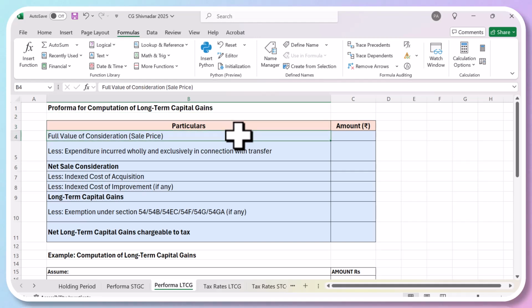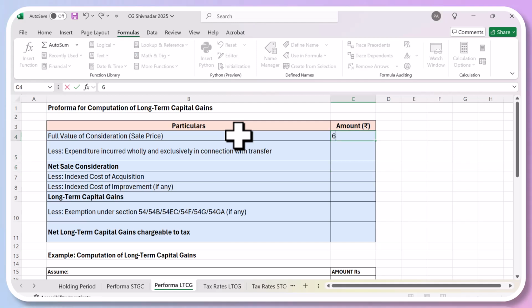So first, the format is looking the same. Full value consideration, sale price. Okay, you have to mention the amount here. Less expenditure incurred in connection with the transfer. So the result will be net, so this minus this will be this. Okay. We'll talk about the example later on. So then indexed cost of acquisition. So this is your net sale consideration.